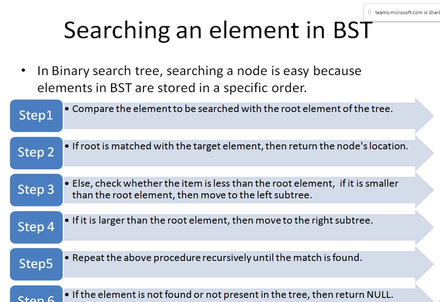If the element is not found or not present in the tree, then return null. If you have finished traversing till the end of the tree, till the leaf node of the tree, and still you did not find the element you are looking for, then simply return null here.